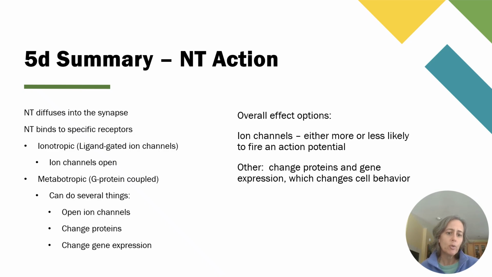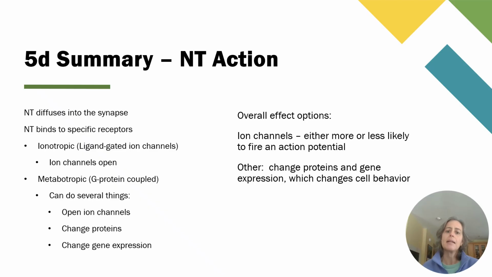If it's a metabotropic or G protein coupled receptor, then through that second messenger it might also open ion channels, but it might change some proteins inside the cell, or it might actually change gene expression. So it has a diverse array of options depending on the specific receptor. A lot of the book talks about some different pathways and different things that happen. We're not going to focus on that now. We're going to come back to that later.